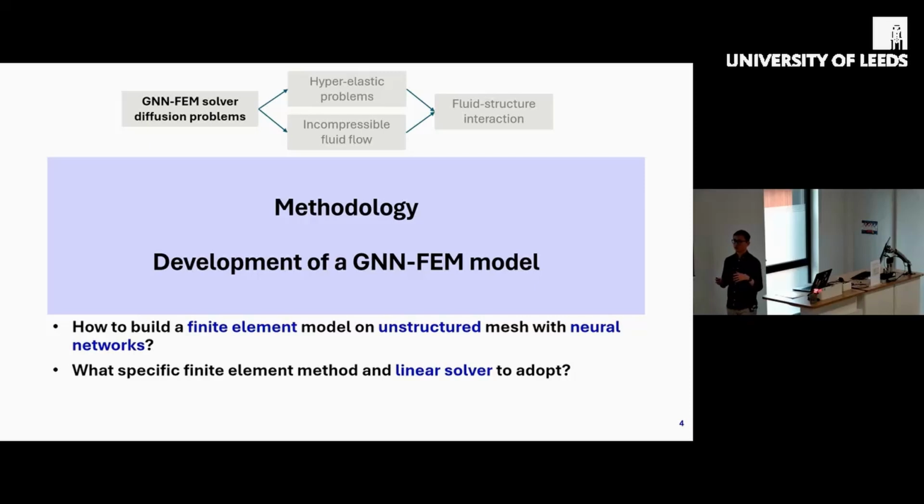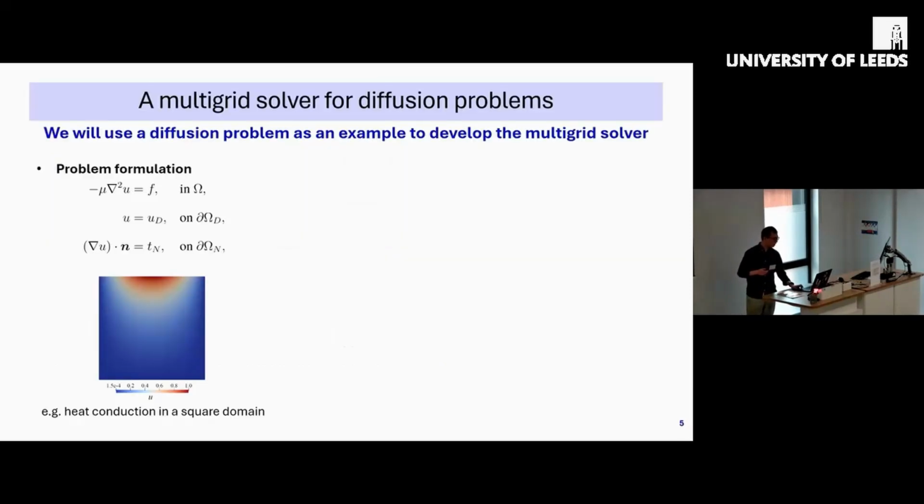And once we get that multigrid method, we can apply it as a preconditioner for our fluid structure interaction system. So I'm putting the problem formulation for the diffusion equation here. I'm sure everybody's familiar with this. You can think of it as a heat conduction problem.